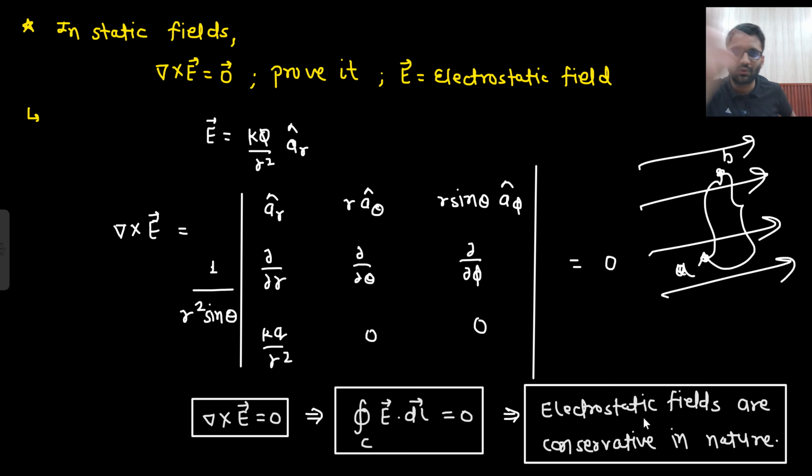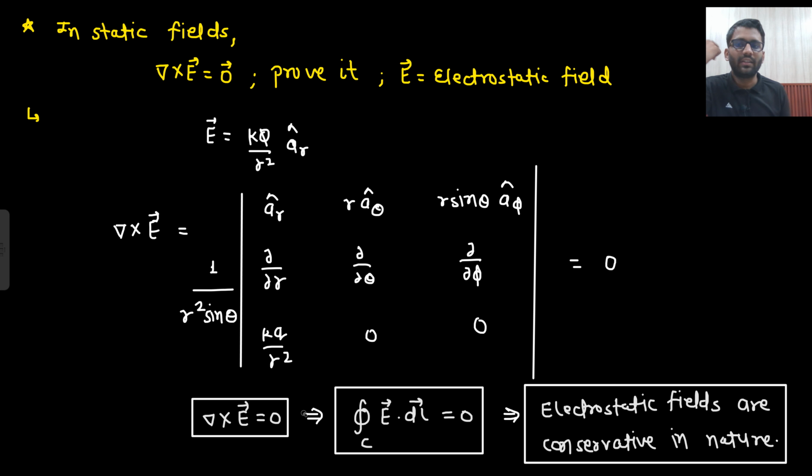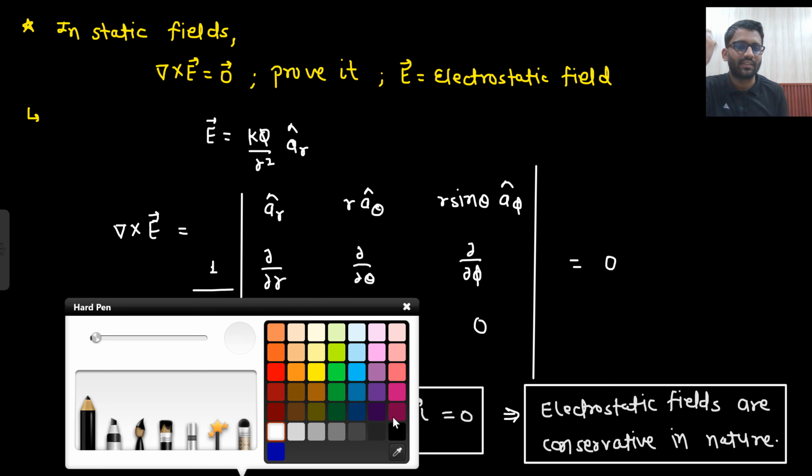If your del cross E is equal to 0, then the closed line integration of the electrostatic field is 0. And if the closed line integration of the electrostatic field is 0, that means electrostatic fields are conservative in nature. So will you say electric fields are conservative in nature? No, electrostatic fields are conservative in nature, because when we study time varying fields, you will see that this formula will change.